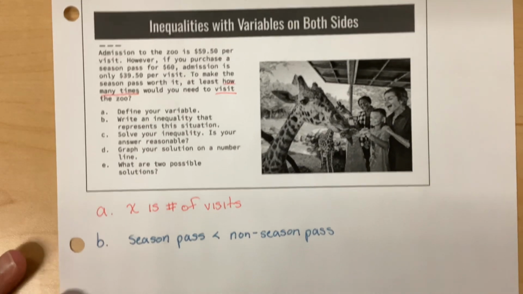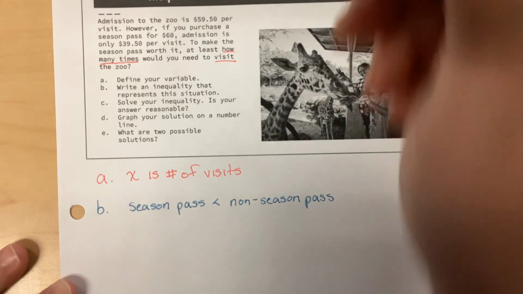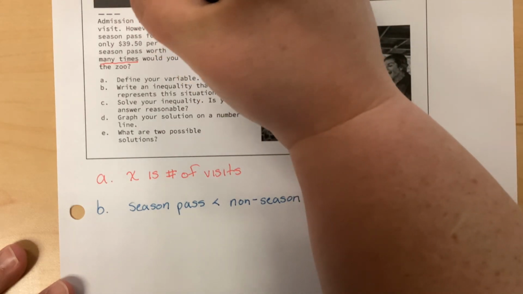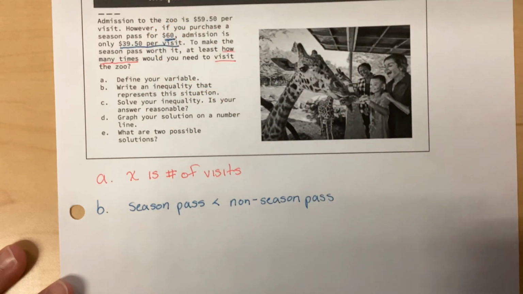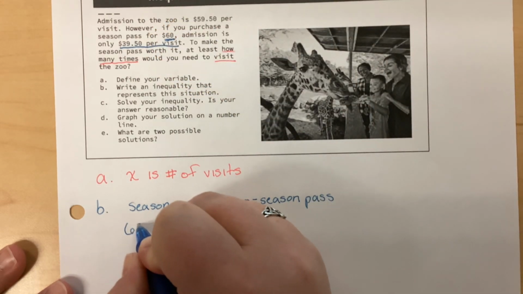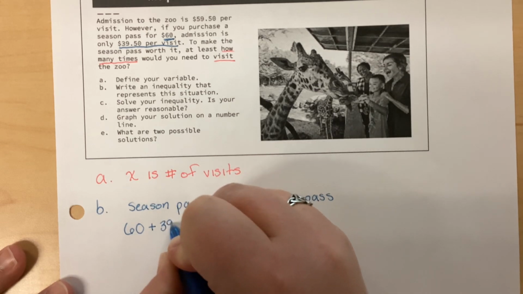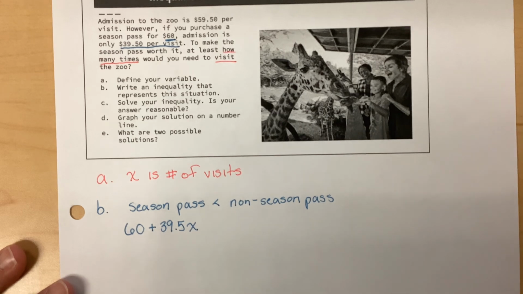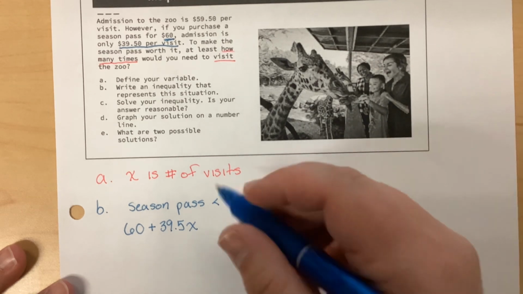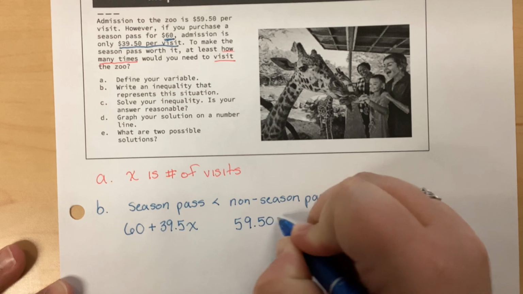All right, so let's write an inequality that works for both here. So season pass. I know that the season pass is $60 and that admission is $39.50 per visit. So that means I'd have to pay the $60 and then each time I visit, I pay $39.50. So that would be 60 plus 39.5x, okay? And then without the season pass, it's just straight up $59.50 per visit.